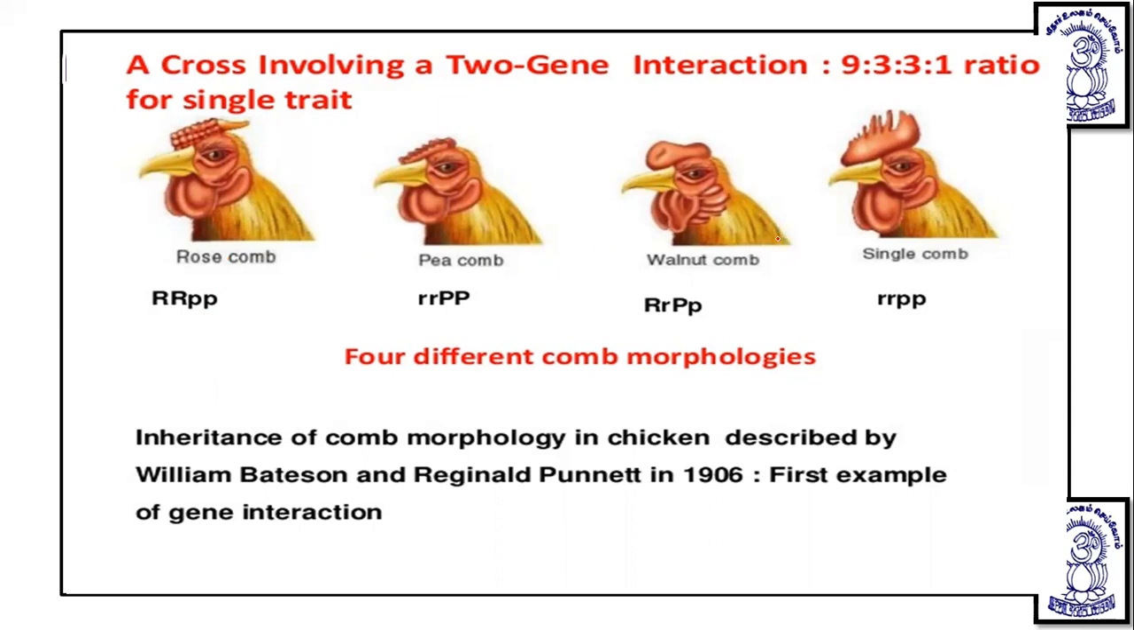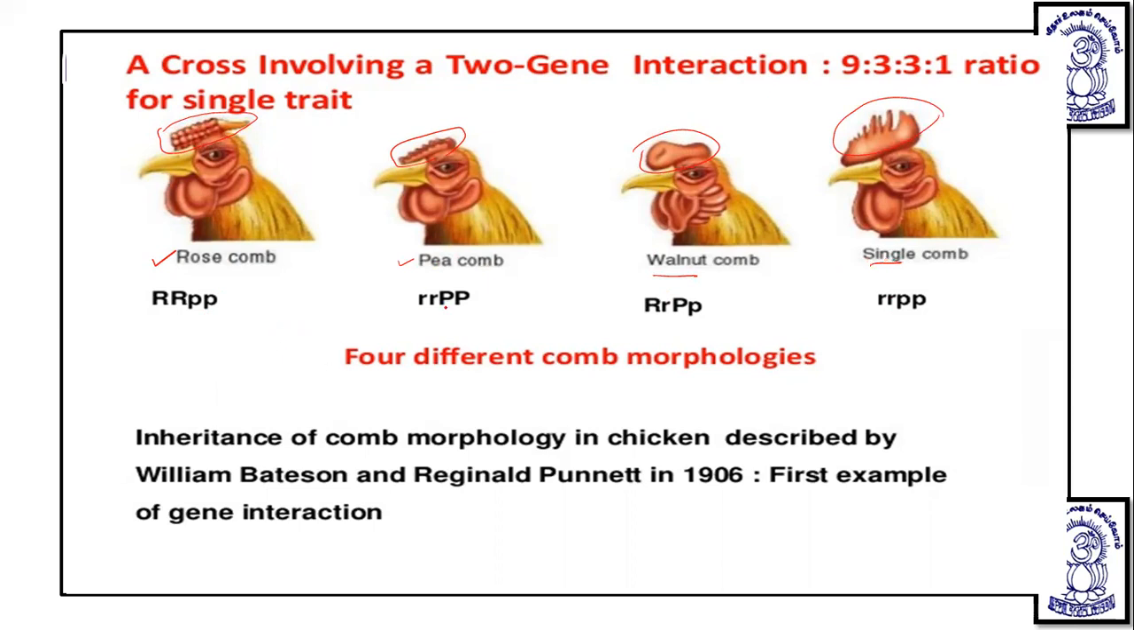When we see the comb shape in chickens, you will see that four shapes appear in the comb. This type of comb shape is known as rose shape. This type of comb shape is known as pea shape. This type is walnut. And this shape is single.